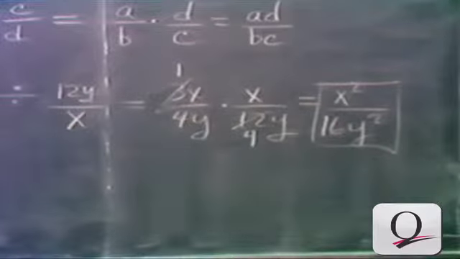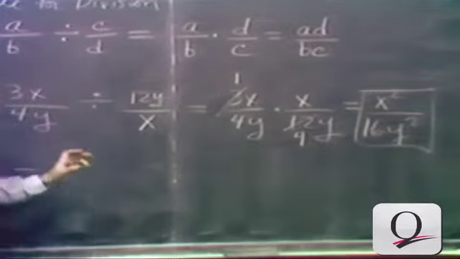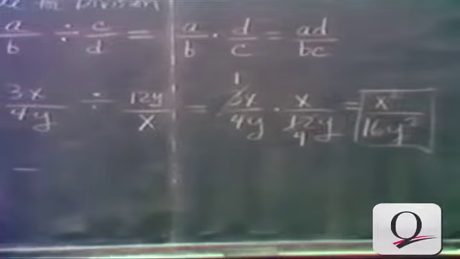Okay, you must resist the temptation to do the cancellation at this stage, and think that the y's and the x's can cancel. You first invert and then you multiply.